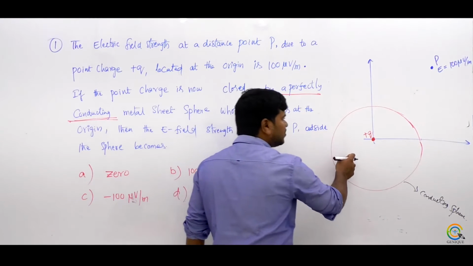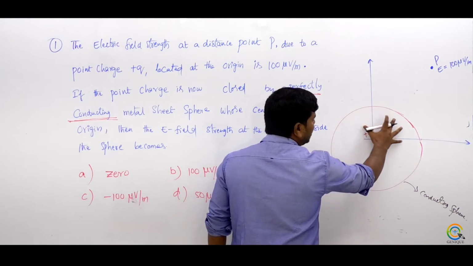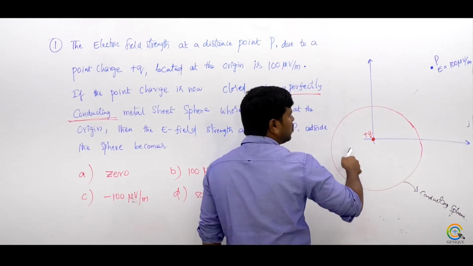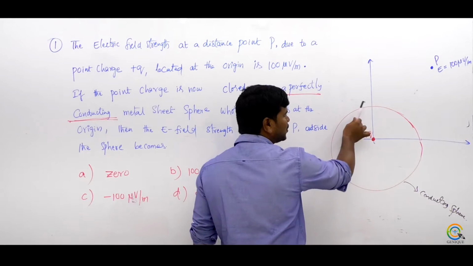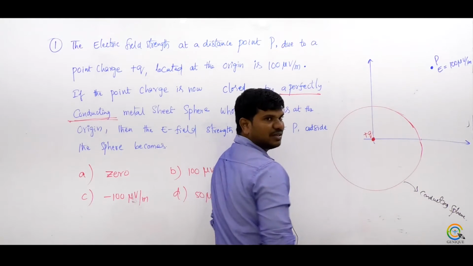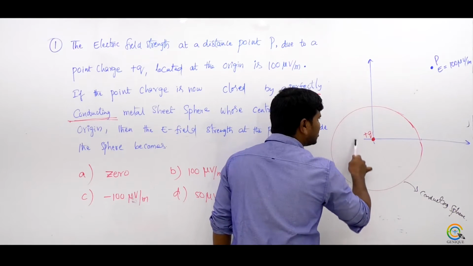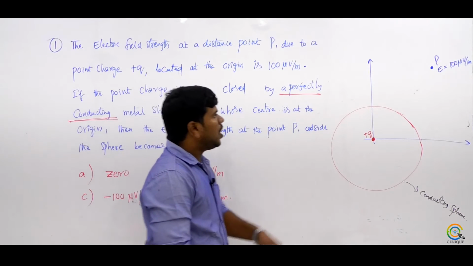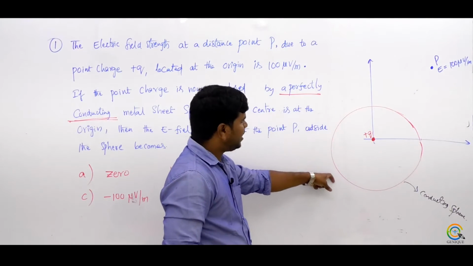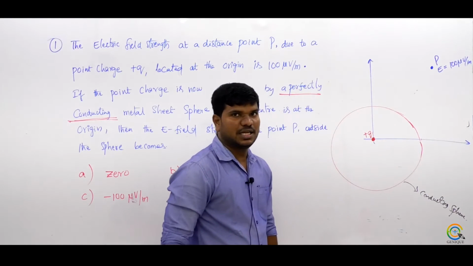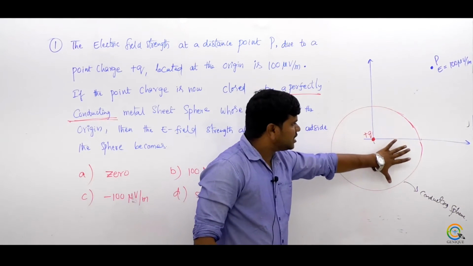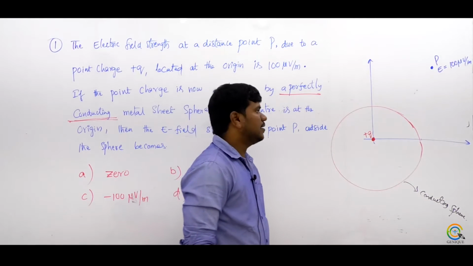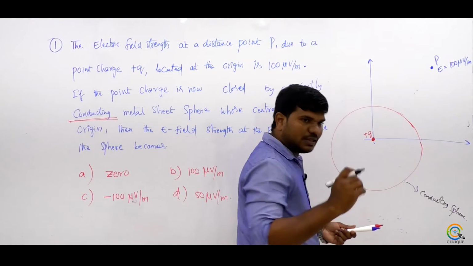Because it is a conducting sphere, what happens? The charge goes to the surface. On the surface, the entire charge will be present. If there is any charge, it will go to the surface. Understand?